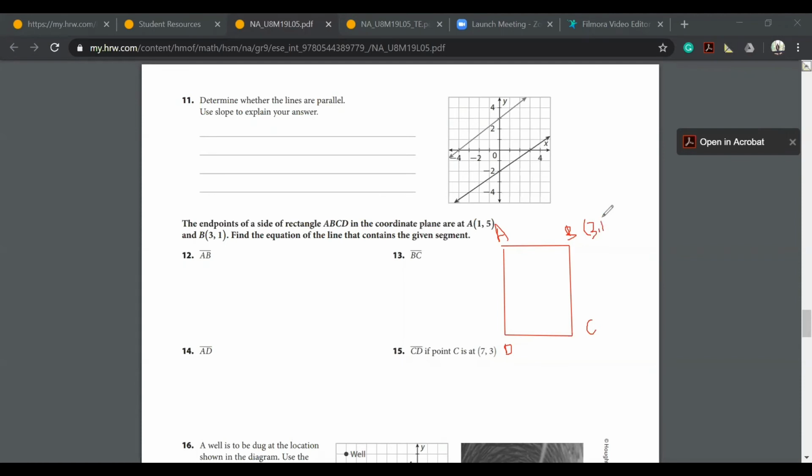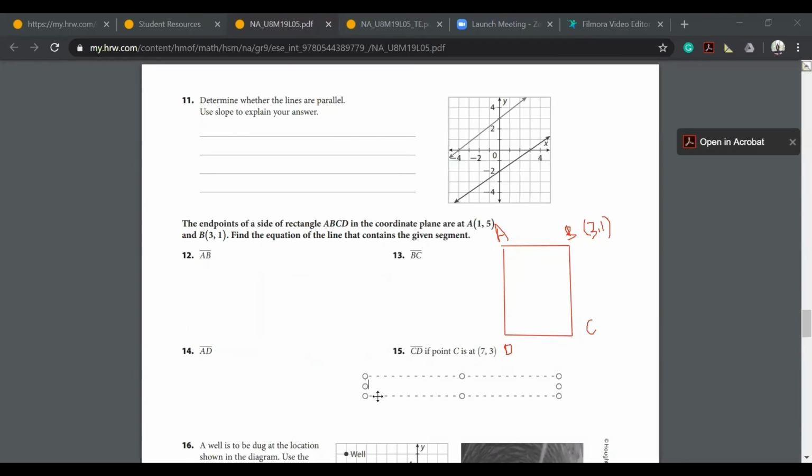For question 15, he is saying we want to find the equation of the line of CD if it's passing through 7 and 3. Girls, in a rectangle, all sides are parallel. Yani each two sides in front of each other are parallel. So CD is actually parallel to AB. So we can say that they have the same what? They have the same slope. So the first thing I should find is the slope of this line.